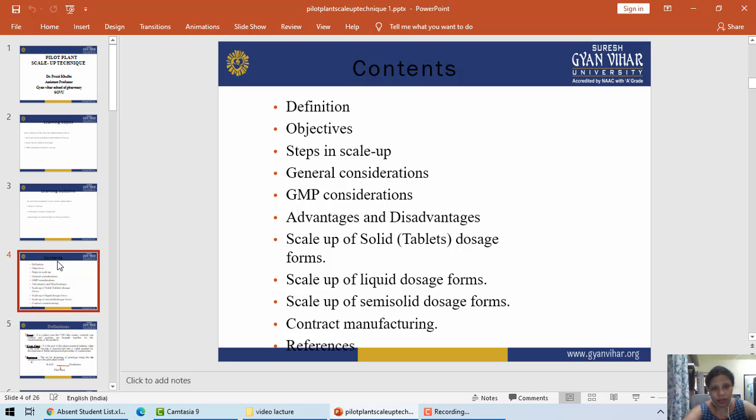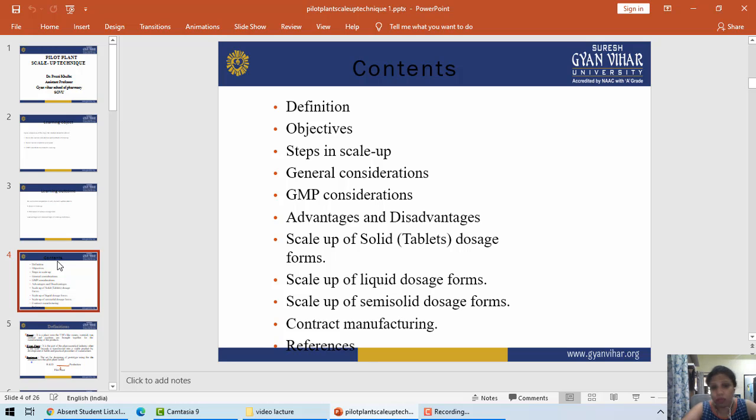Now come to the content. If we talk about the syllabus of this unit, or the content of the slides, first of all we should know about the introduction, or we can say the definition. After that, the objectives are there. After objectives, there are steps in scale up techniques. We should learn what the different steps in the scale up techniques are. Then general considerations related to the pilot plant scale up.